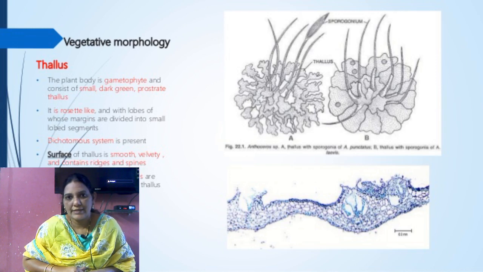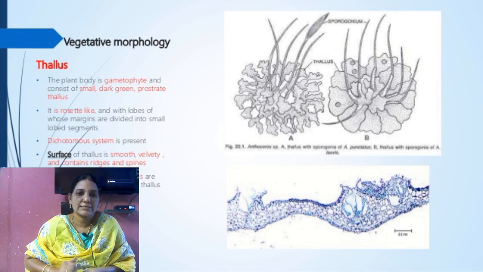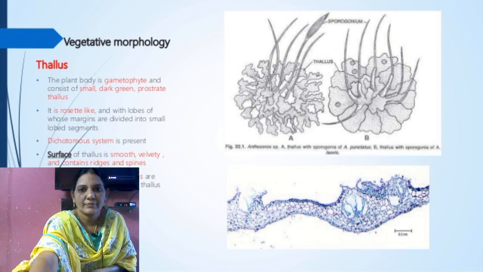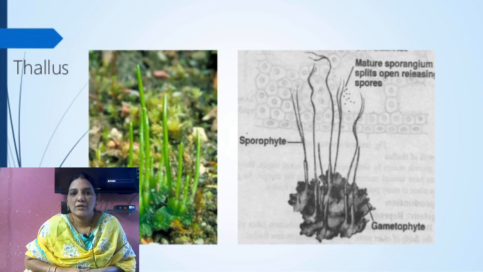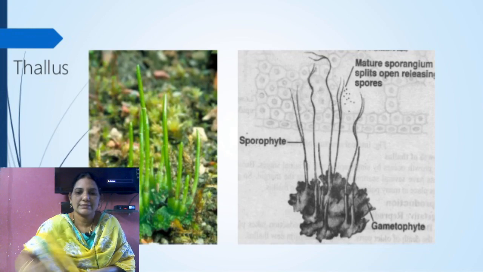So long elongated structures are present. That long elongated structure is called the sporophyte. The thallus having long elongated sporophytes, this type of thallus is called a hornwort. Here we can see the picture of the long elongated sporophytes. This type of thallus is called a hornwort.